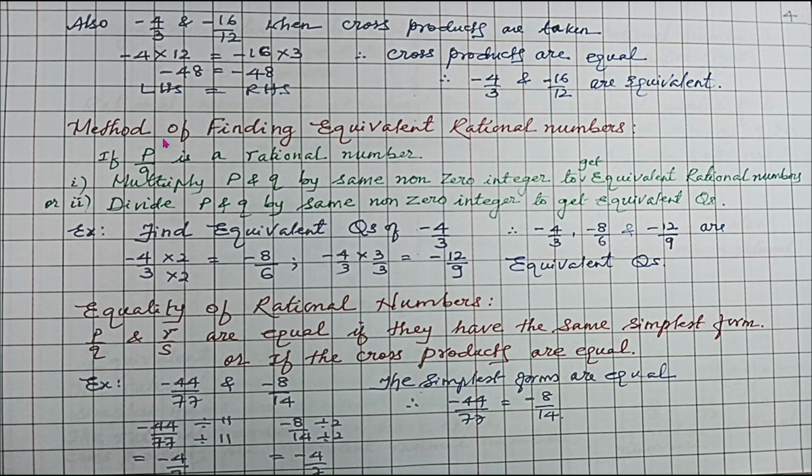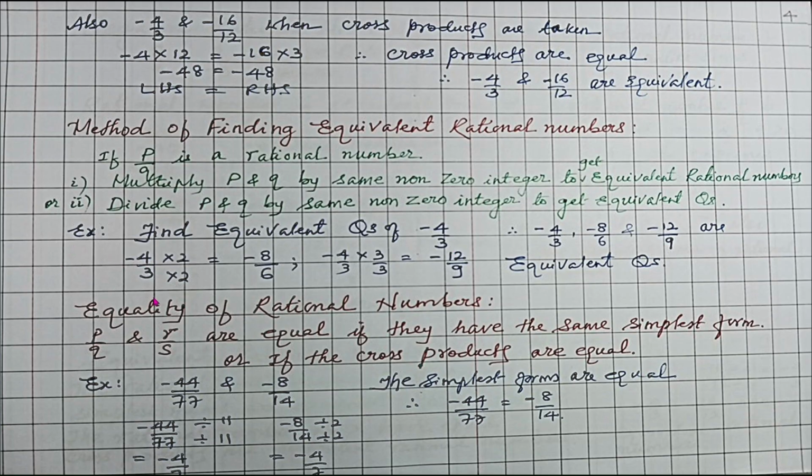Now, what is the method of finding equivalent rational numbers? If you are given a rational number p by q and asked to find as many equivalent rational numbers as possible, the method is very simple. Multiply p and q by some non-zero integer, or divide p and q by some non-zero integer, to get equivalent rational numbers. Let us consider an example. Minus 4 by 3 is a rational number. We want to find equivalent rational numbers for minus 4 by 3.